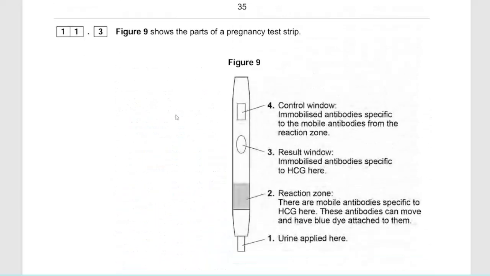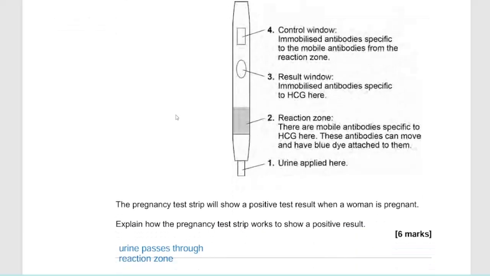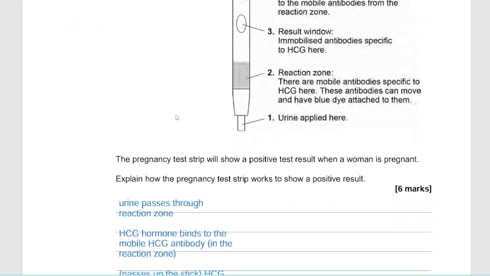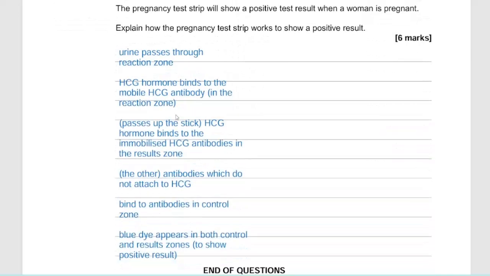Now, weirdly, this isn't a levelled 6 marker, it's just 6 marks. That's not levelled, so I've just copied and pasted the mark scheme to go through it. Firstly, urine passes through the reaction zone. The HCG hormone binds to the mobile HCG antibody in the reaction zone. And as it passes up the stick, it binds to the immobilized HCG antibodies in the result zone, which the other antibodies do not attach to. And they bind to the antibodies in the control zone, and blue dye appears in both the control zone and the result zone to show a positive result.